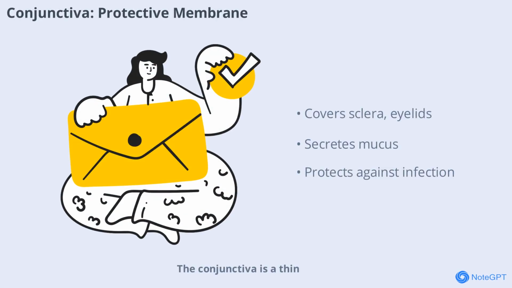Conjunctiva is a thin, transparent mucous membrane covering the posterior surface of the eyelids and the interior part of the sclera. It keeps the eye moist, protects against infection, and allows smooth movement of the eyeball. The conjunctiva contains goblet cells that secrete mucus and accessory lacrimal glands that contribute to tear production. Its rich blood supply and lymphatic drainage help defend against pathogens.